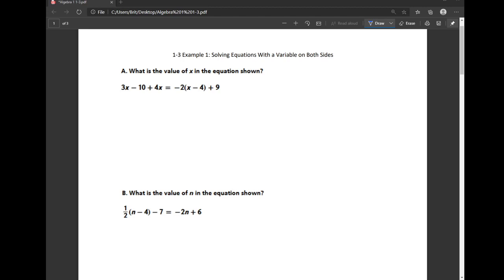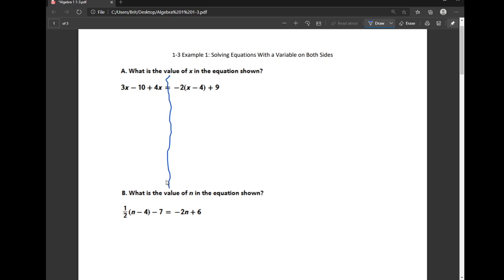This is example 1 from lesson 1-3 in the SavvasRealize Algebra 1 textbook. This example is covering solving equations with a variable on both sides of the equation. So the first thing that I do, because these things can get really long, is I always start by drawing kind of a river down where my equal sign goes.